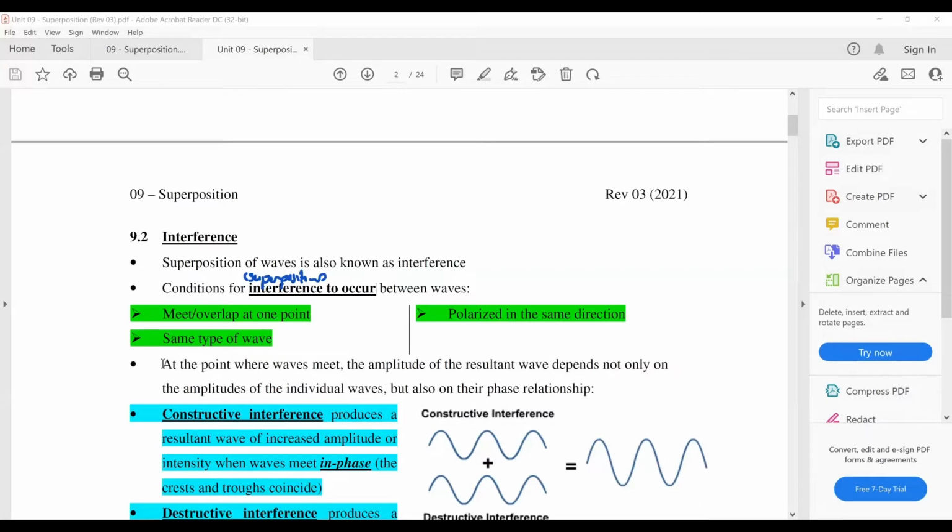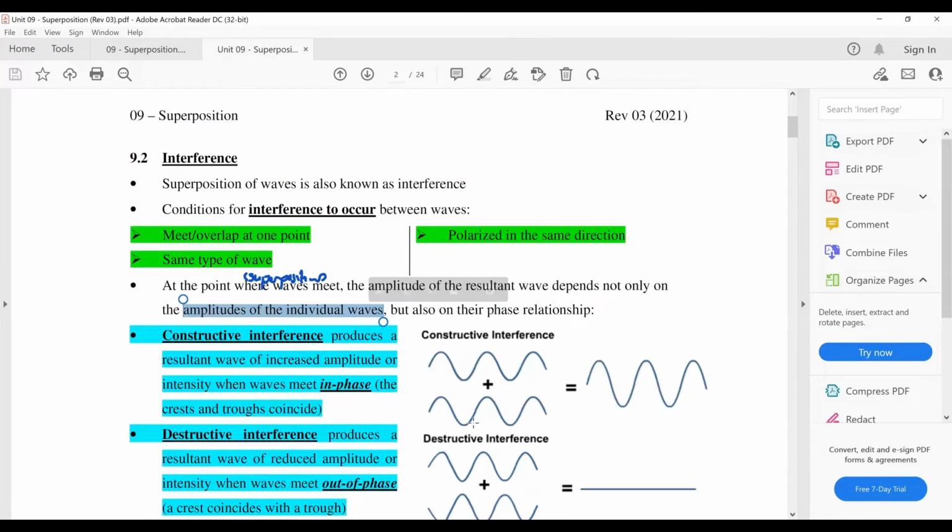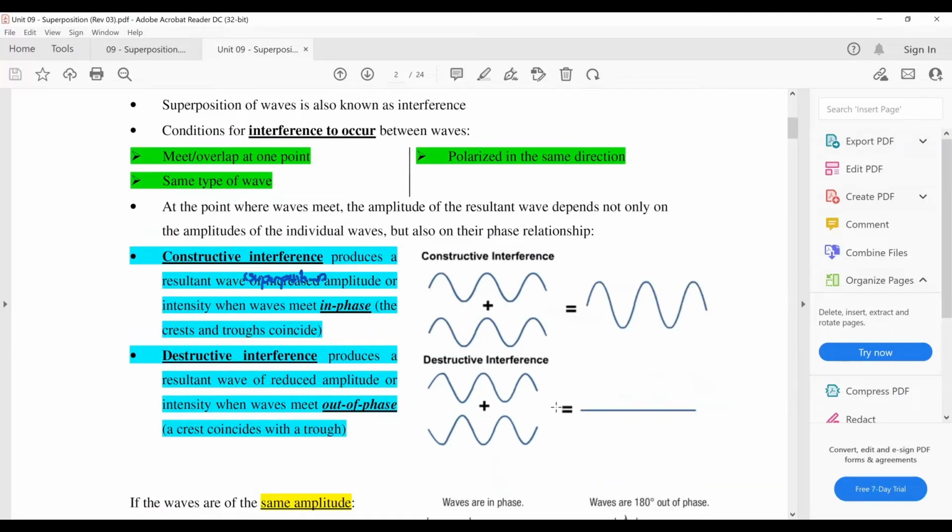Okay, then after that, another thing that we will tell you is that at the point where waves meet, the amplitude of your resultant wave depends not only on the amplitudes of the individual waves, but also on their phase relationship. This is where your understanding of phase difference comes in. Now, under IGCSE or SPM, you would have probably learned something about constructive interference and destructive interference. So we are going to revisit this in detail now for this chapter.